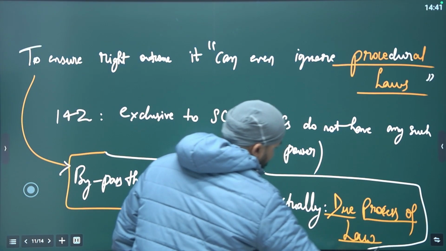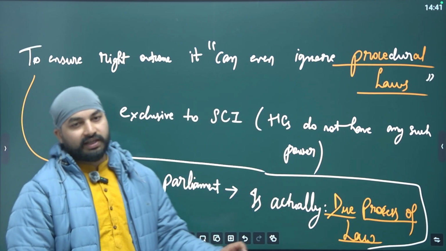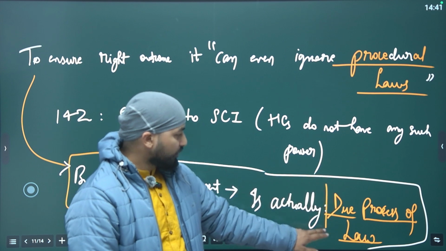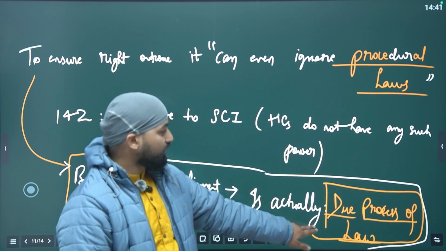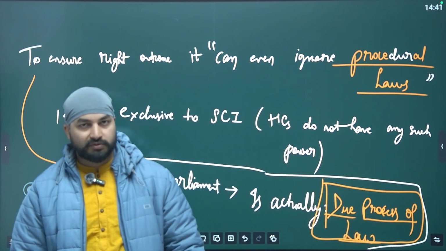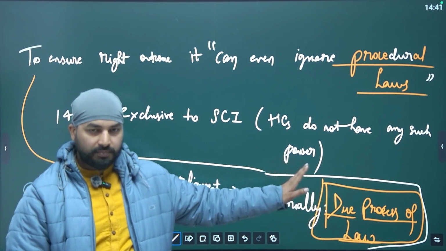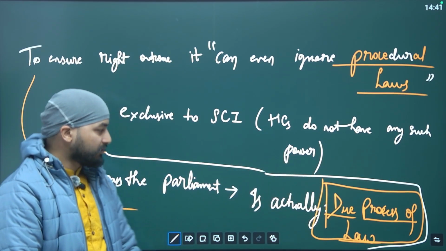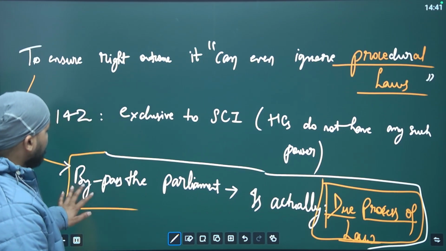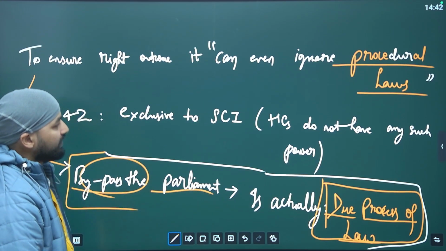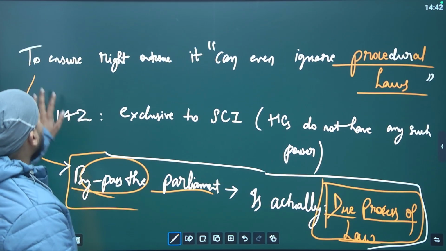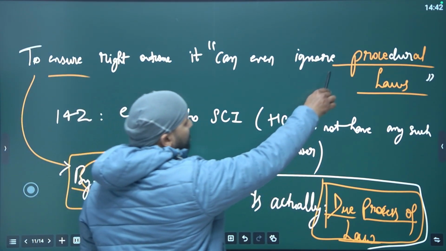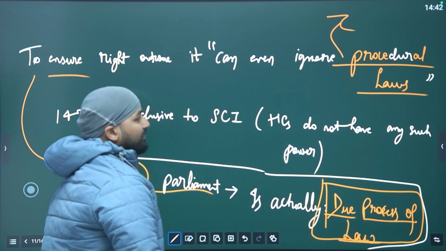Because to do complete justice and to be able to correct even the flaws of legislature, this means that the judiciary is absolutely using this principle, due process of law. If you do not know this, you can check out the previous video where I have explained the difference between these two concepts very clearly. Okay, they can even bypass the parliament to do complete justice. To ensure the right outcome, it can even ignore procedural laws. This was when it followed procedure established by law.